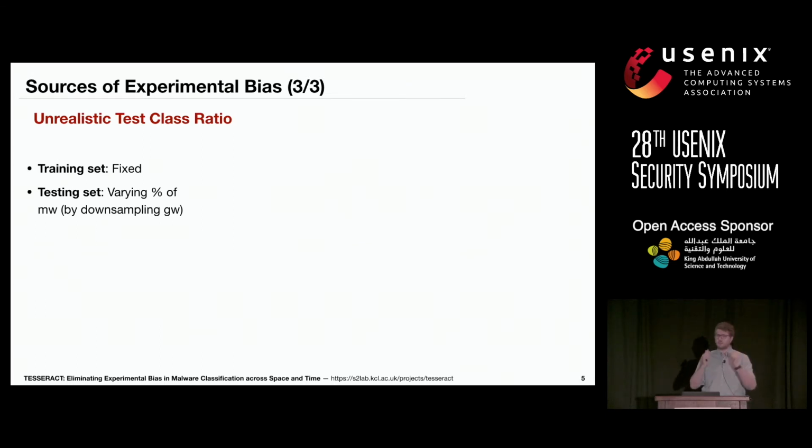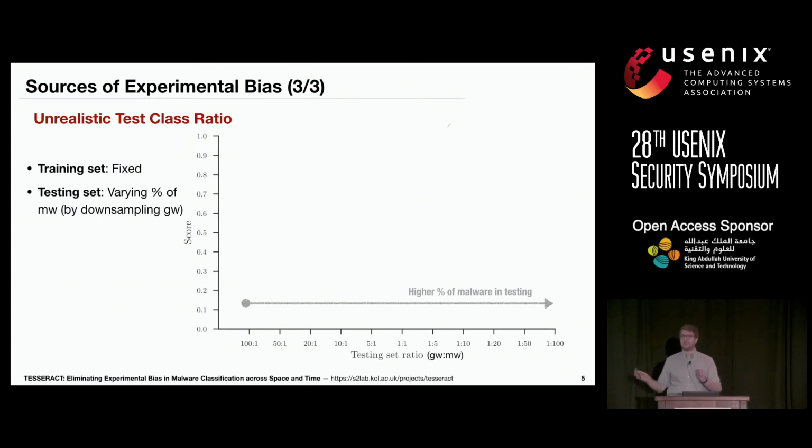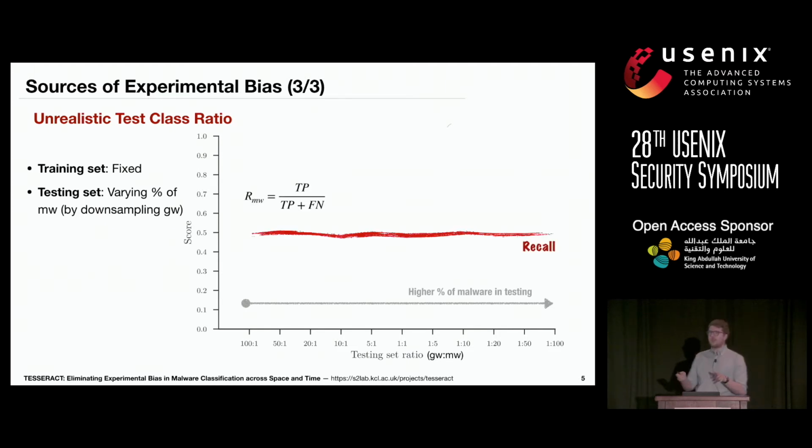percentage of malware by downsampling goodware. So let's say that on the x-axis, going to the right, we have a higher percentage of malware in the testing set. I recall that the training set is fixed. And on the y-axis, we have scores. If we start by plotting recall, it remains pretty constant. And if we look at the formula, that's because we're keeping the same total number of malware in the testing set. The true positives and false negatives then do not change.